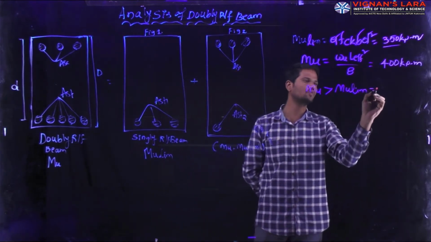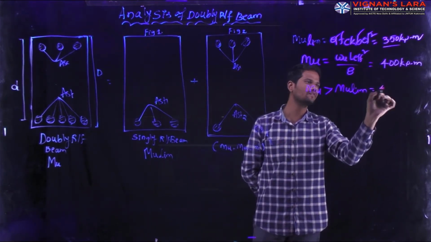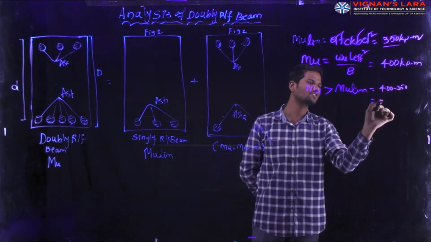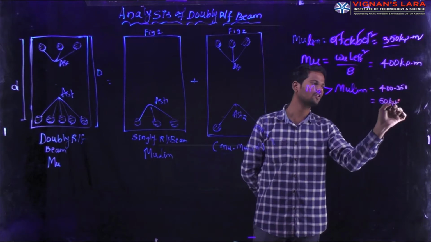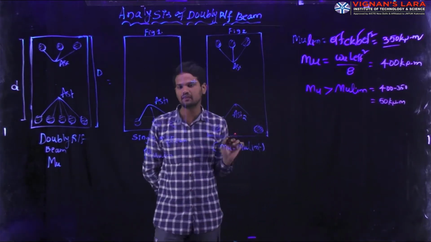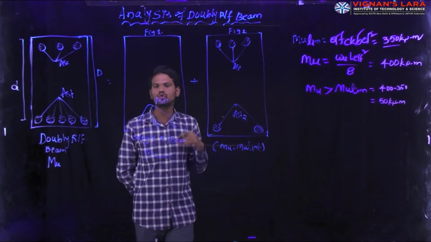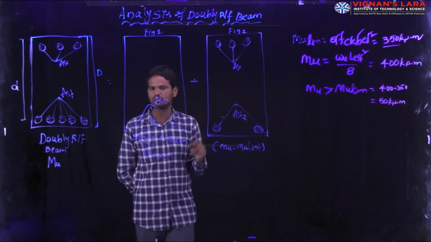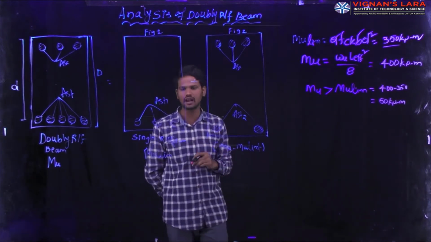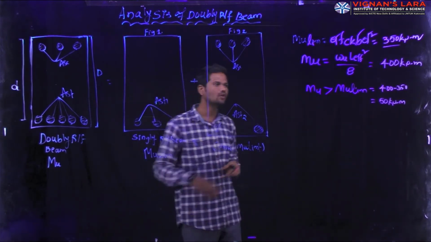How much additional moment is acting? If you substitute 400 minus 350 kilonewton meter, you will get 50 kilonewton meter. To carry this additional moment of 50 kilonewton meter, we have to design the beam in a different way. That different way we will call a doubly reinforced beam.